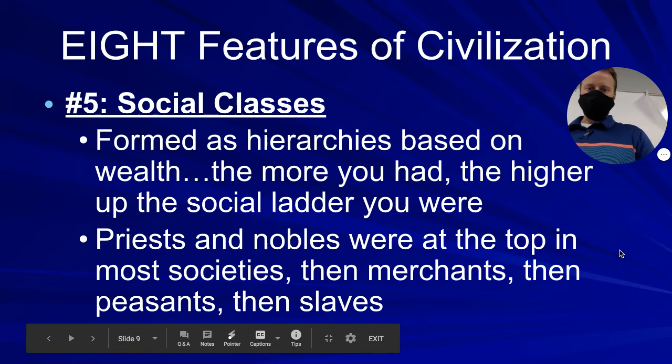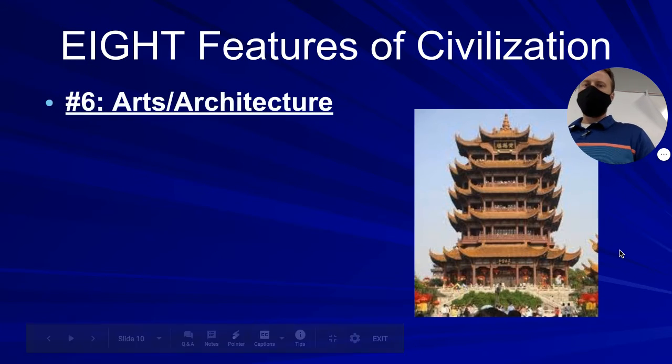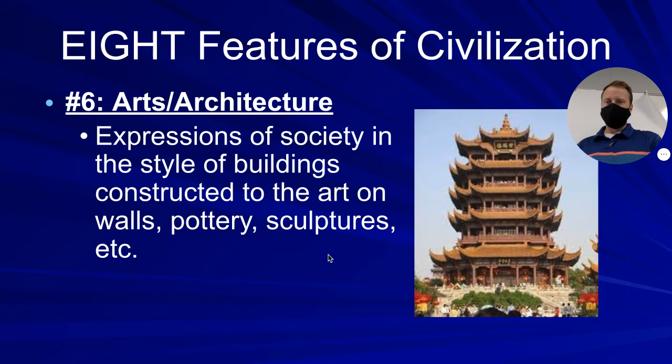All right, number 6. Art and architecture. So we can see that a lot of this is because of agriculture, because of sustaining life. These societies are able to move away from just the basics of life. So art and architecture, which is expression of society style. This can be in building, art, pottery, sculptures, and it helps to define this civilization and how they look different from other societies.